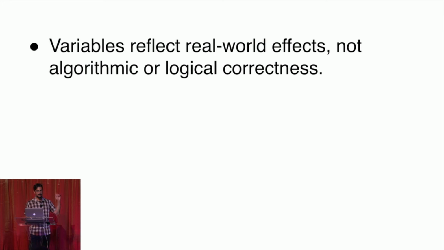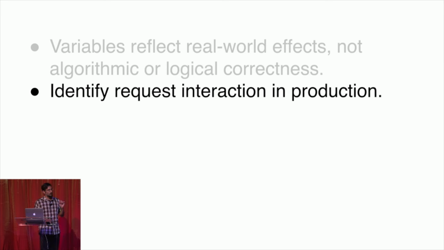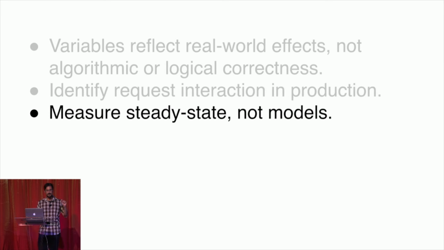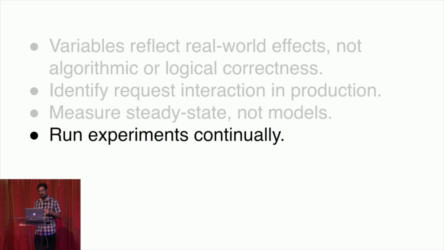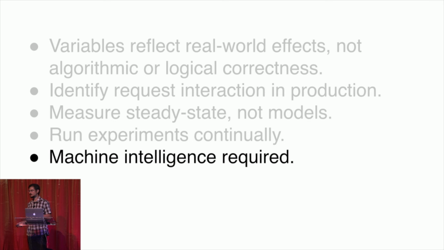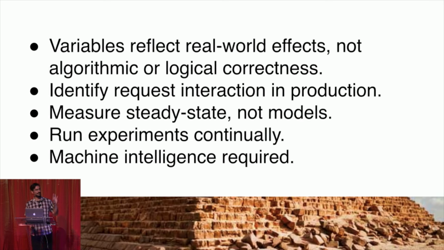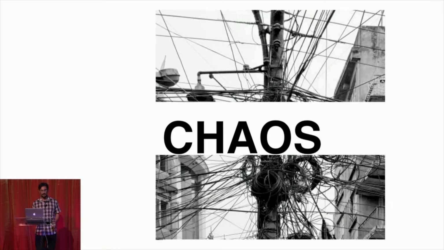So to summarize, the 5 principles: variables reflect real-world effects, not algorithmic or logical correctness. We want to identify the request interaction in production. We want to measure steady state, not models, not other effects. We want to run experiments continually, and machine intelligence is required, and I'm arguing that that makes a foundation for chaos engineering that I hope is an industry phenomena in 2015, 2016.